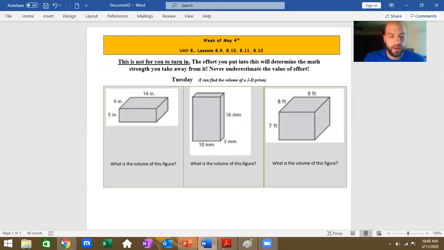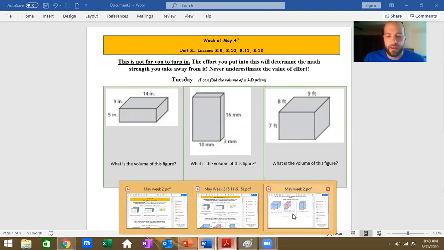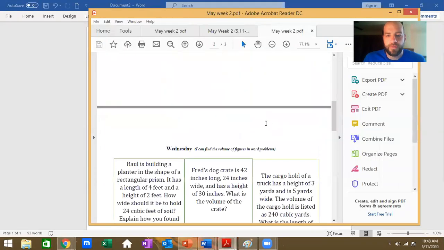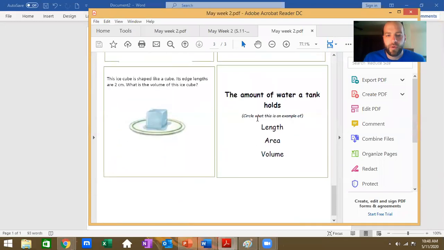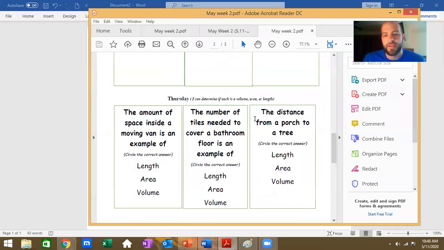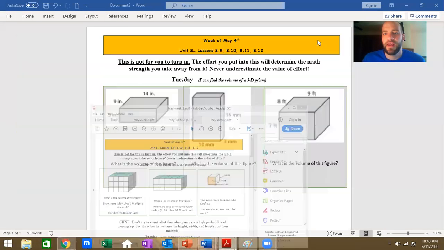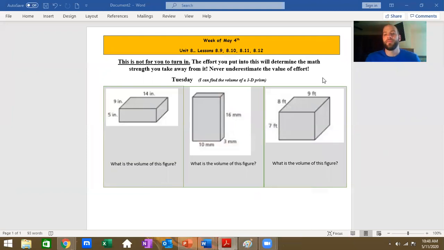but if you looked at the worksheet for the week, things are going to get more difficult when we work with, okay, so it's not on this worksheet yet, that's right, it's on next week's. When we work with figures that have irregular volume, so not regular volume. All right, so let's check it out.